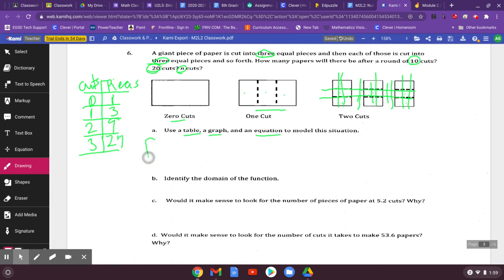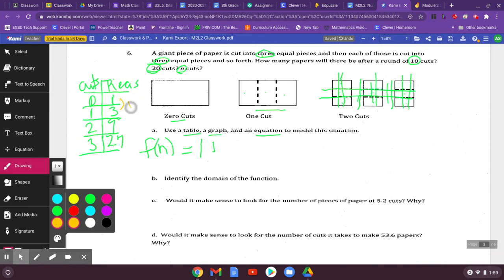So now let's go back to our original, since 0 cuts is 1 piece. What I'm starting with is 1. And what am I doing each time? Well, this is a times 3, times 3, times 3. So I need times 3, and since I'm repeating multiplication, it is an exponent. Do I need an n minus 1? No, I don't.